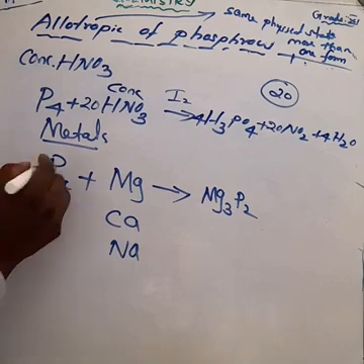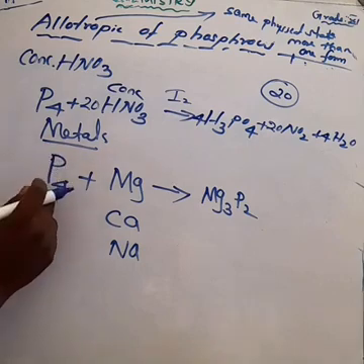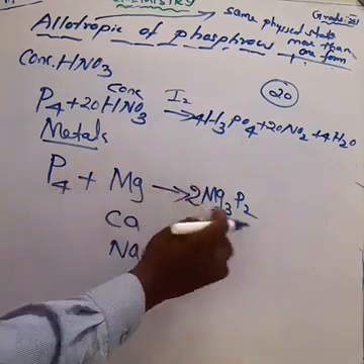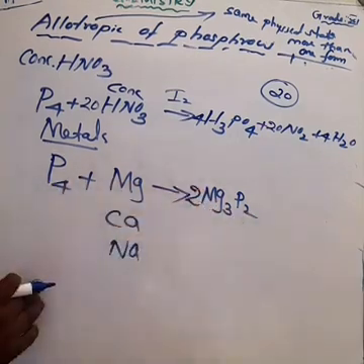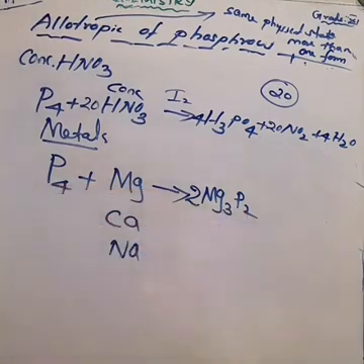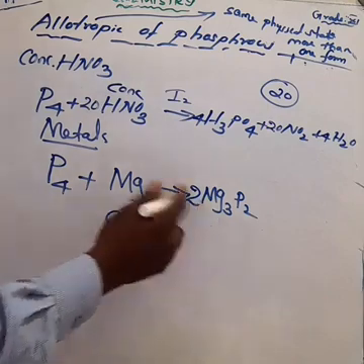How much phosphorus is there? On the reactant side, 4. So make it 2 here, because 2 into 2 is equal to 4, since we already have P2 in the phosphide. Am I right? So how much magnesium is there? 2 into 3 is equal to 6. So make it 6 magnesium.